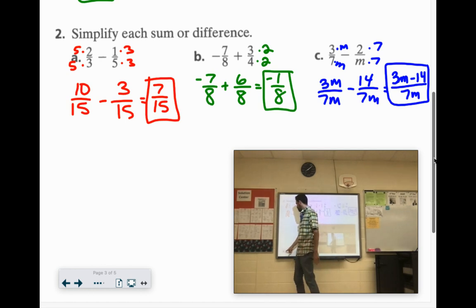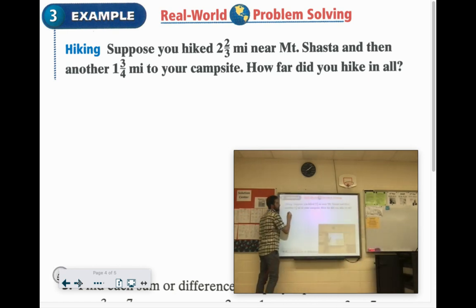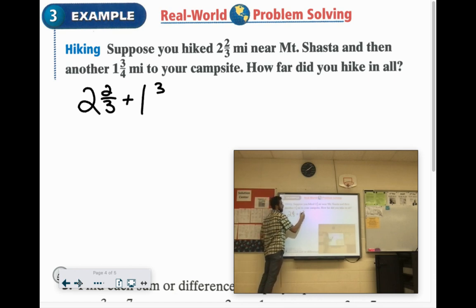Now we're going to bring in some mixed numbers. Suppose you hiked 2 2/3 miles near Mount Shasta, and then another 1 3/4 miles to your campsite. How far did you hike in all? So we're going to have to add these up. And I'll show you a couple methods you can do. And then choose your own adventure, whichever way you like.